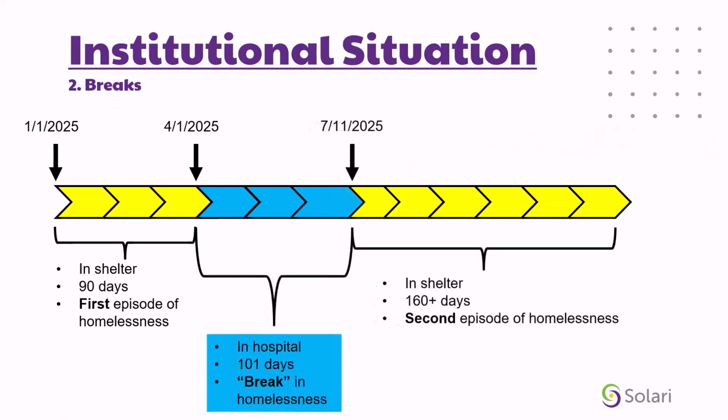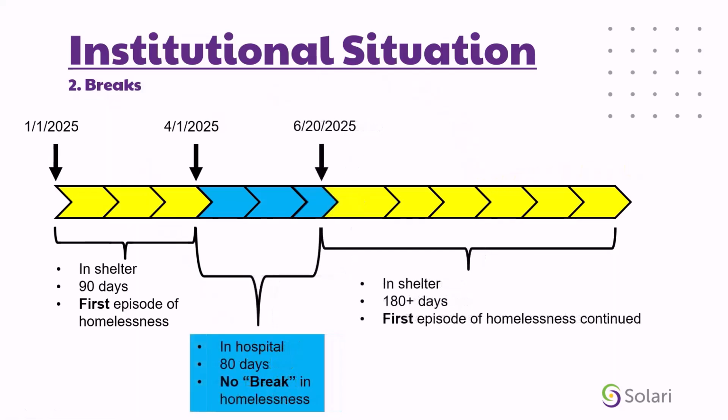So this is a very similar graph. The only difference is that instead of the stay in the hospital being 90 days, it is now 101 days. But this is still 2 episodes of homelessness for the client. The first episode representing the stay in the shelter for the first 3 months, and the second episode being represented by this yellow section here as the second episode of homelessness. Once again, because that stay in the hospital is 90 days or more, it does constitute a break in homelessness, and now we have 1 and 2 distinct episodes of homelessness that we're recording for the client.